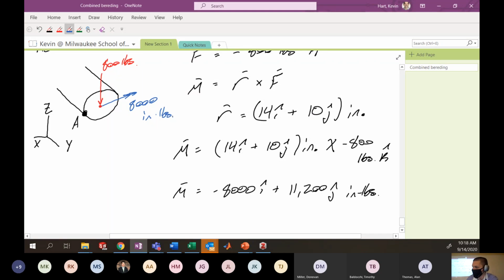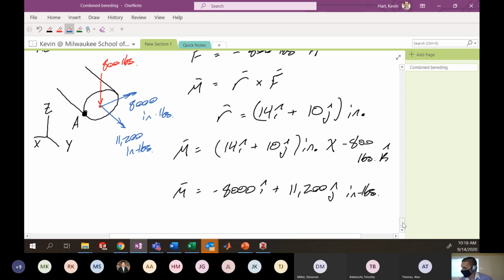And then I have 11,200 j hat. So in the j hat direction, that's coming out in j hat, is 11,200 pounds. After relocating that 800 pounds, this is the resulting moment and torque that exist: 8,000 inch-pounds and 11,200 inch-pounds. So now we have a complete picture of what's going on in the cross-section that contains point A.